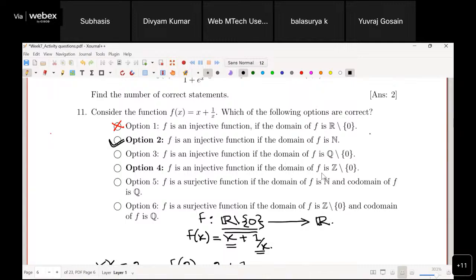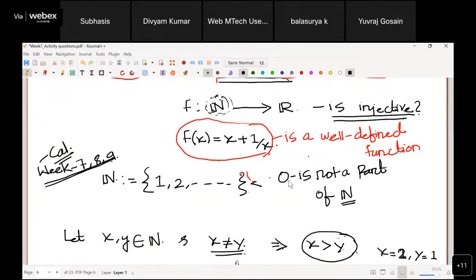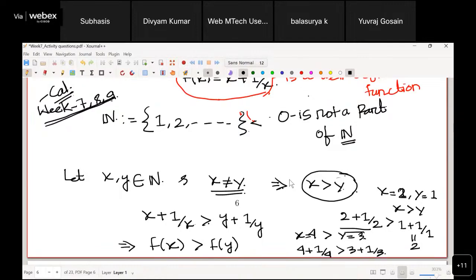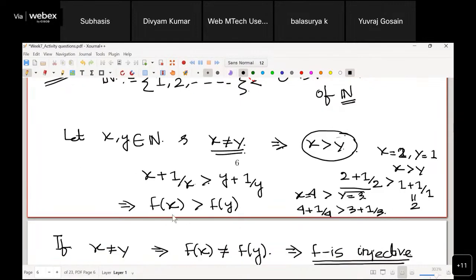Since it is an increasing function, it will be one-one. Increasing in the sense, yes, correct. We proved that if x is greater than y, then f of x is greater than f of y, so this function is also increasing.